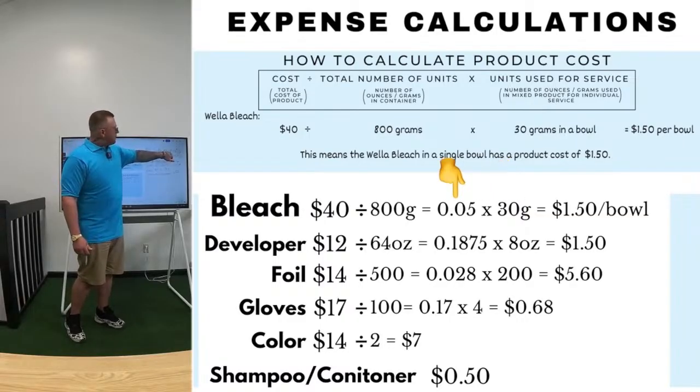This 0.05 is a unit price. That is for 1 gram. But we are using, in my example, 30 grams of bleach. So that is $1.50 for 30 grams of powder bleach.